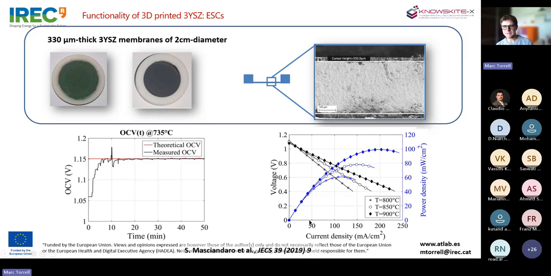Here you have the current density as a function of the voltage. This is the open circuit voltage that we have seen in the previous plot. So we ensure the gas tightness of these devices, and we could perform this IV curve, achieving up to 100 milliwatts per square centimeter at 900 degrees, which is not a very high power density, but we have to consider that these were the first trials, and we were using a 330 microns thick electrolyte.